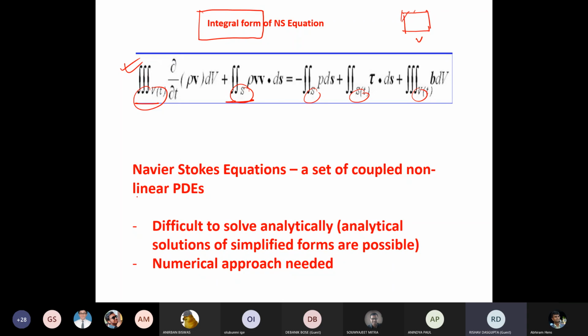Now let me start the solution approach for this equation. If you look closely, the Navier-Stokes equation is a set of coupled nonlinear partial differential equations. Please listen to me carefully. This is coupled, then nonlinear, and then partial differential equations. These three components are there.